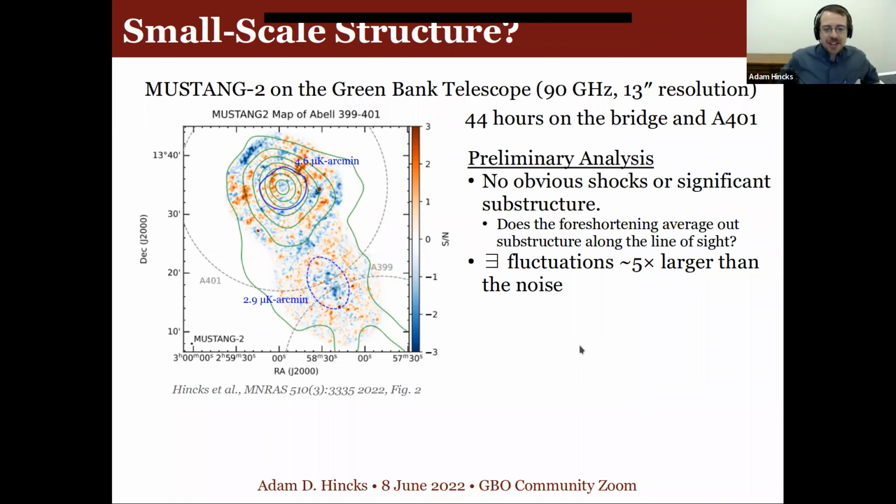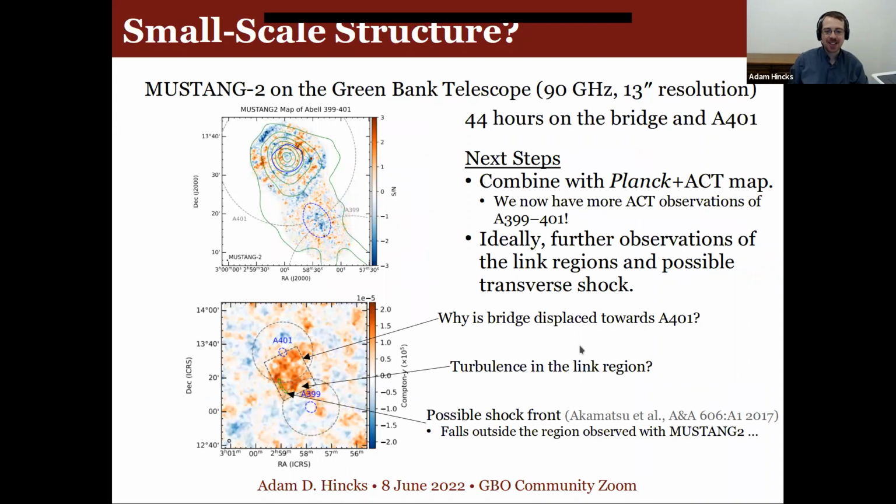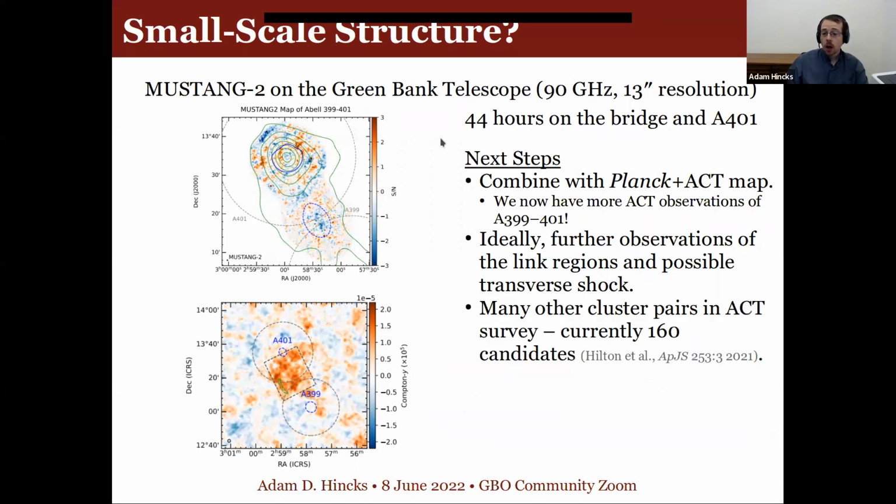We would love deeper data to answer some of the questions that I was posing here. I think though in the near term we can also combine all three of these data sets and just get a complete picture. And as I mentioned earlier, we have a lot deeper data now with ACT, which might help to answer some of these questions that I asked here. But it would be great to get more time on Mustang for this, and also for these other candidates too.